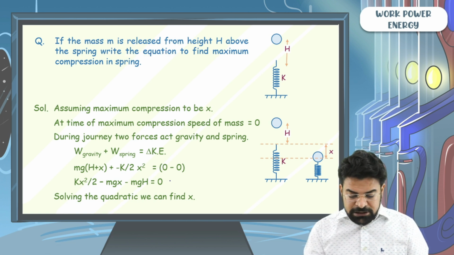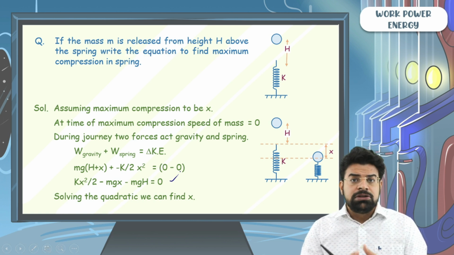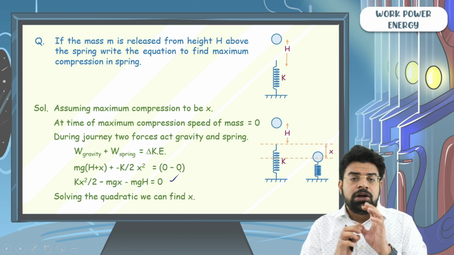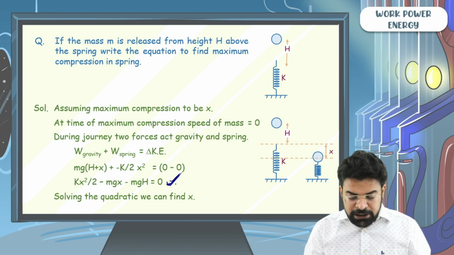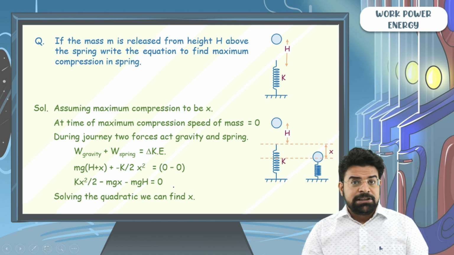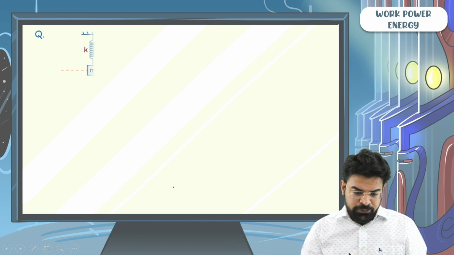I know you are smart enough to use the quadratic formula, minus b plus minus under root of b square minus 4ac upon 2a, to reach the answer. But this is how you write the equation. Let's see the next example, and this one is really important.